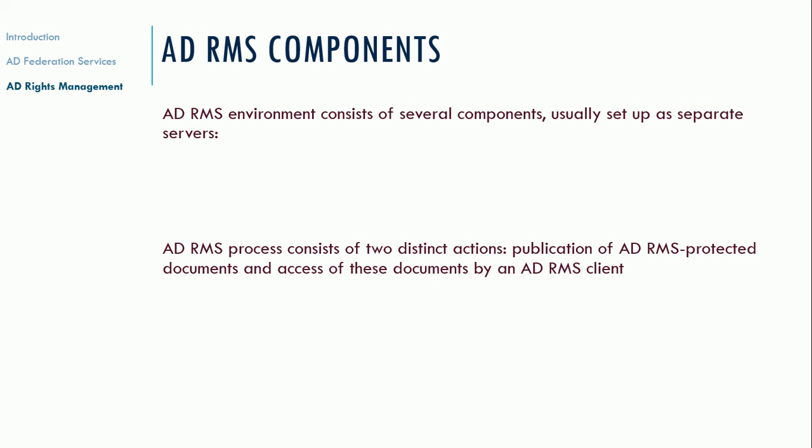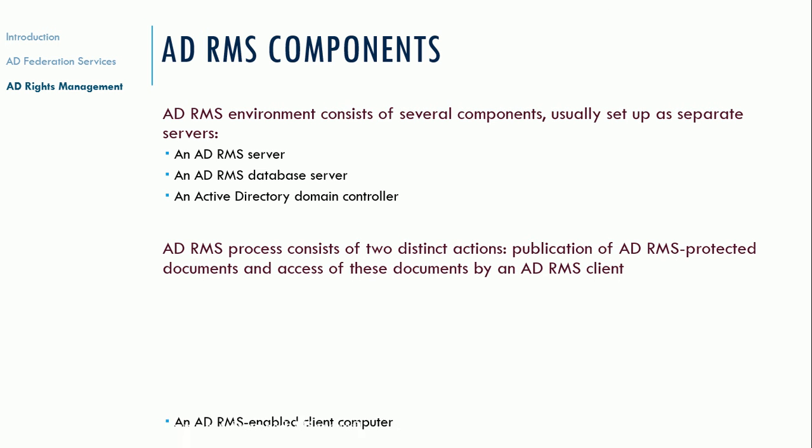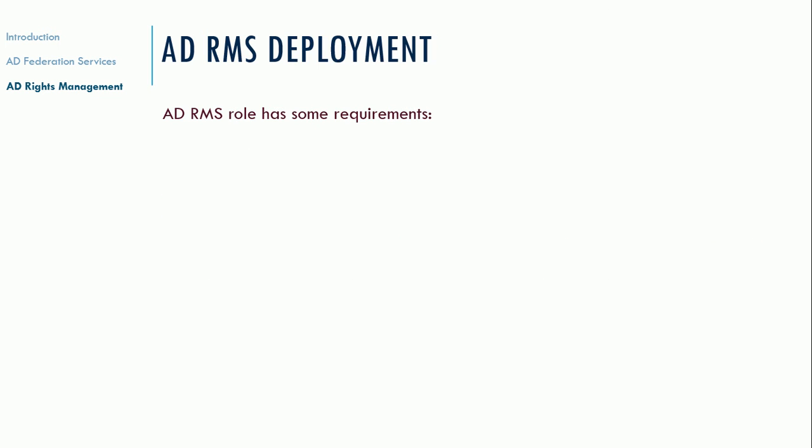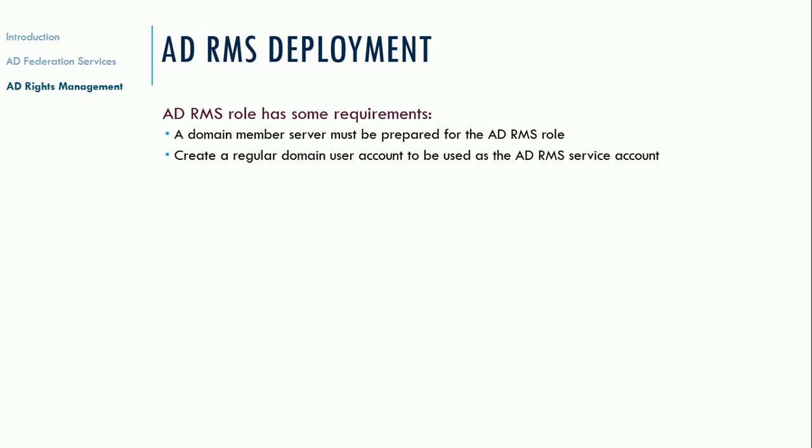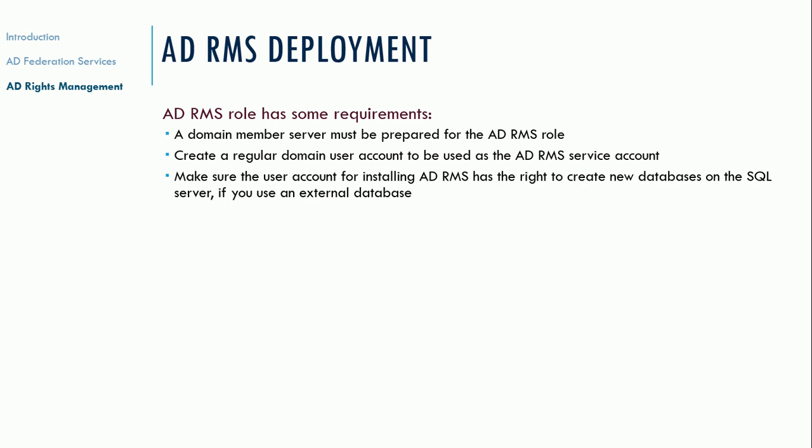So the AD-RMS environment consists of several components, usually set up as separate servers. You have the AD-RMS server, and then you have an AD-RMS database server, the Active Directory domain controller, which of course we've already been talking about, and AD-RMS enabled client computer. So AD-RMS role has some requirements. The domain member server must be prepared for the AD-RMS role. You have to create a regular domain user account to be used as the AD-RMS service account. So you have to have basically an Active Directory user that's going to run the service, because the service has to have access to resources on the domain in order for this to work.